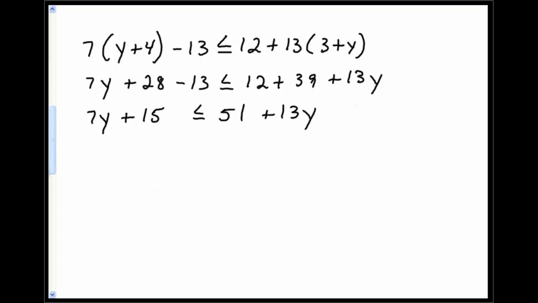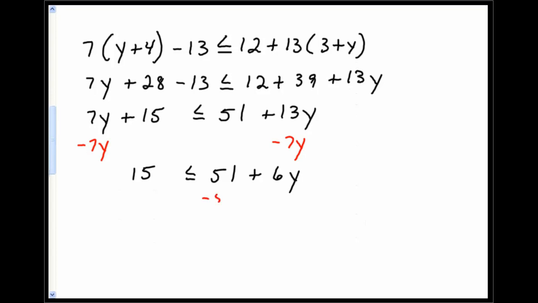Now, if you wish, you can combine your variable terms so that they're always on the left. It doesn't matter. My rule of thumb is I'm going to move the variable term that's smaller. 7y is smaller than 13y, so I'm going to subtract 7y from both sides of the inequality. So 15 is less than or equal to 51 plus 6y.